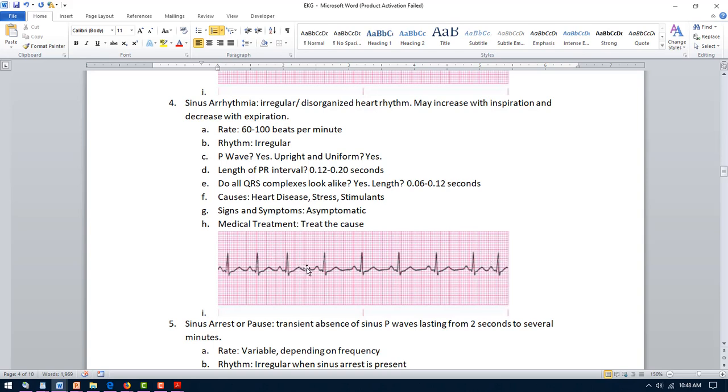There's a P wave that looks good before every QRS. The PR interval is within that time frame, so that looks good. QRSs all look the same. They're within their time frame, except for this beat is early. And that's about what this is.